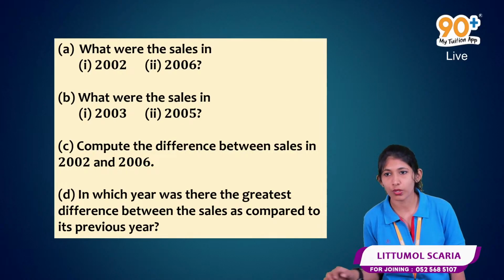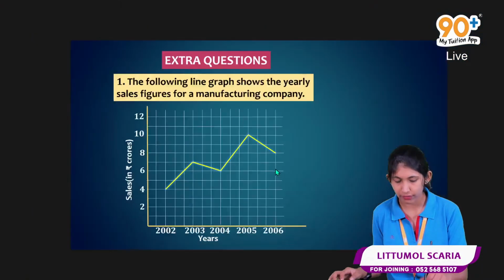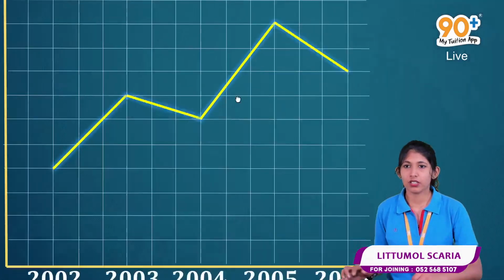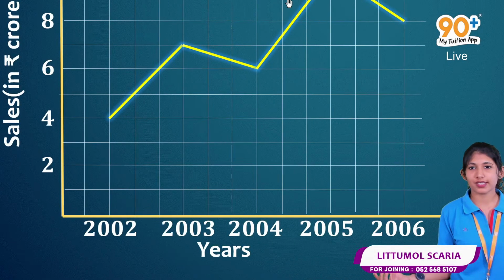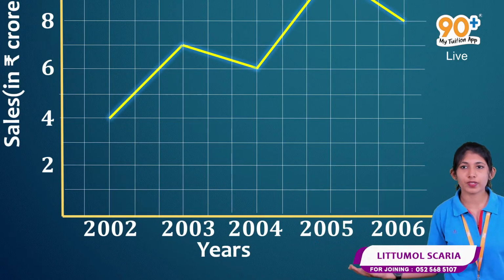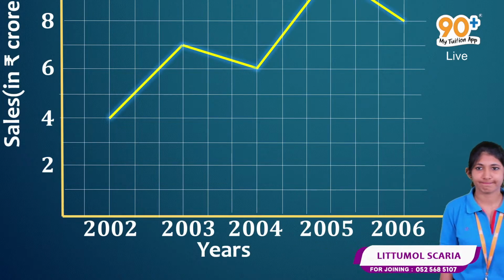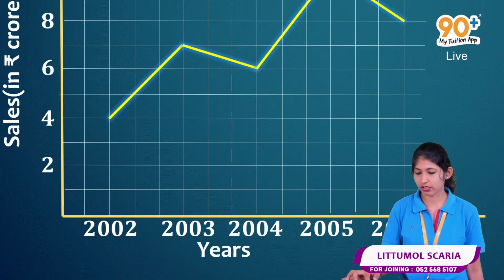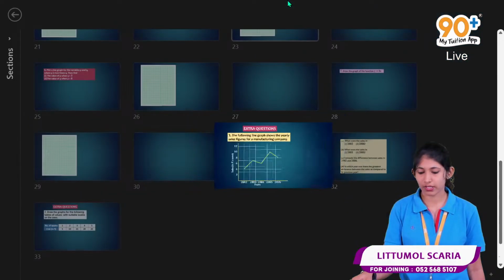I can't see the bottommost graph. Bottommost graph. Only one graph. Okay. Now can you see it? Years. Sales in rupees crores and years. Homework done. So fast. Okay.